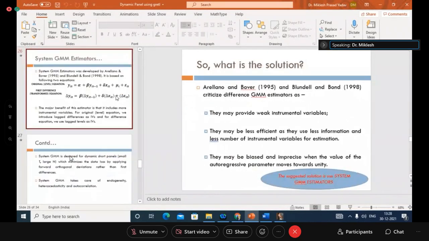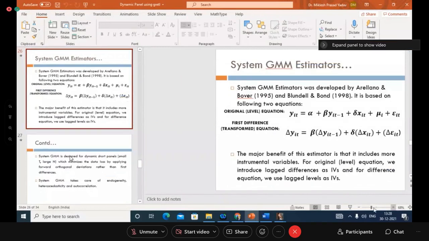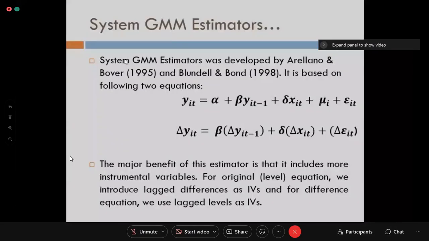Look, system GMM estimator was developed by Arellano and Bover and Blundell and Bond 1998. It is based on the following two equations. Look, first one is this and the second one is this. It means it is based on difference as well as level. Y it equals alpha plus beta Y t minus 1 plus X it. What does it mean? This is at level.